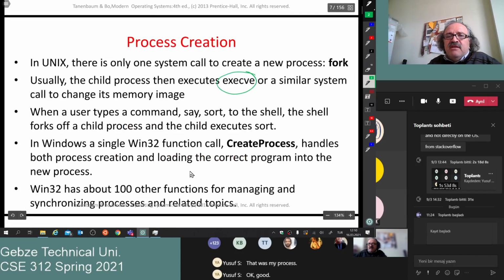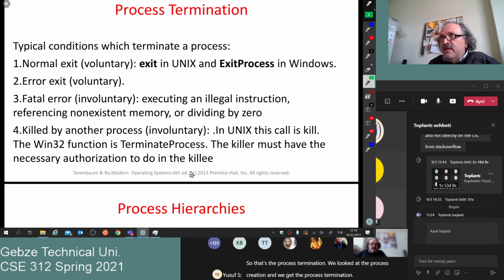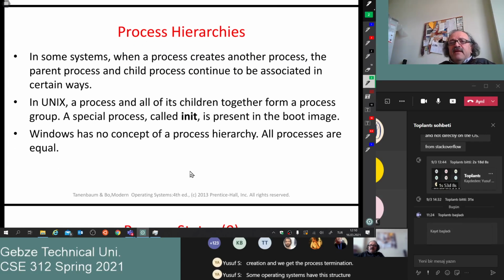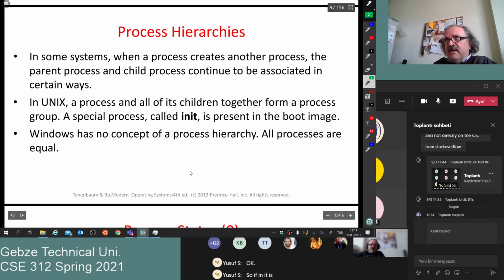We looked at the process creation and we looked at the process termination. Some operating systems have this structure, okay? There are process hierarchies. Remember, the only way to create a process in Unix is fork. Whenever you do a fork, you have 2 copies of the same process, but one of them is the parent, the other one is the child. So there is always this parent-child relationship between the processes. When Unix starts, there is a special process called init, the initialization process. That process is the parent of all the processes in a Unix system. So if init is killed, then all the processes on a Unix system are going to be killed. Of course, to kill init, you need to have enough permissions.